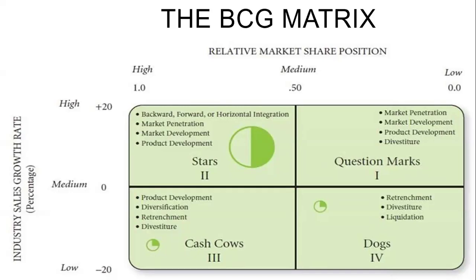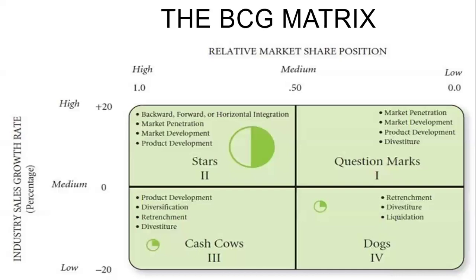And when a particular business unit is characterized as dogs, it means that there is low market growth rates as well as low relative market share. And that is a sign of doom. So the strategic options here is that the company will have to either divest or reposition.